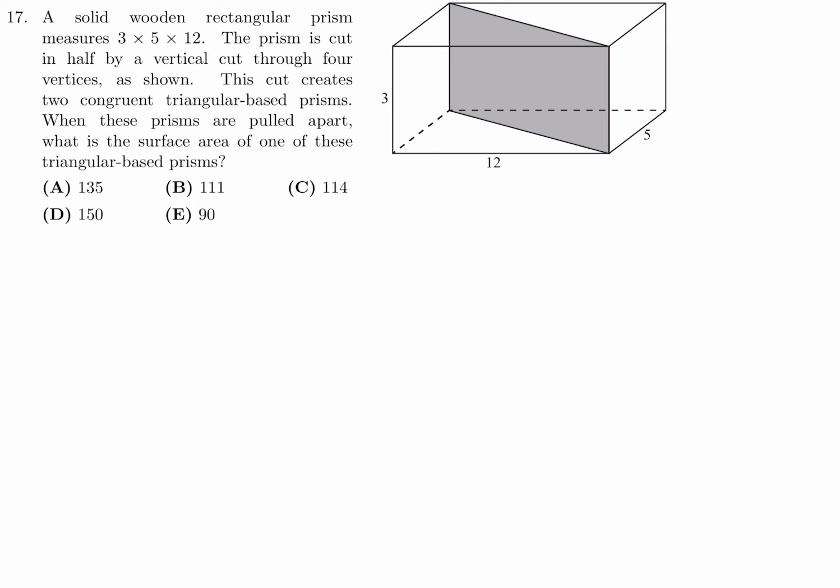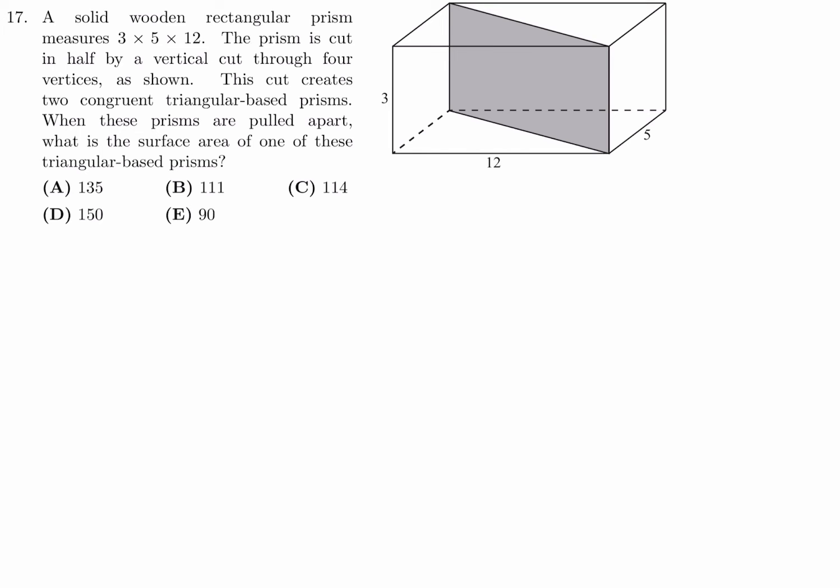A solid wooden rectangular prism measures 3 by 5 by 12. The prism is cut in half by a vertical cut through 4 vertices as shown. This cut creates two congruent triangular-based prisms. When these prisms are pulled apart, what is the surface area of one of these triangular-based prisms?